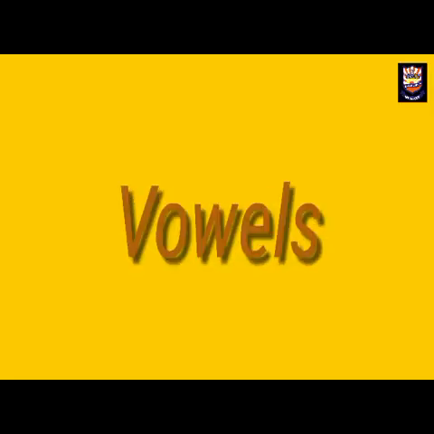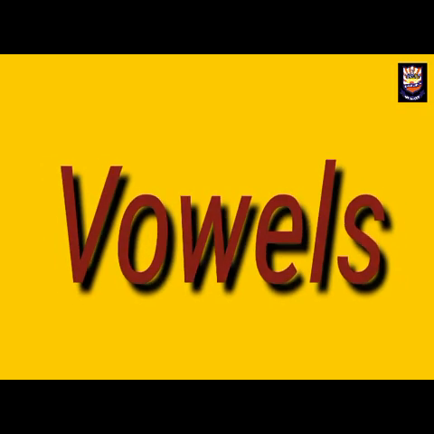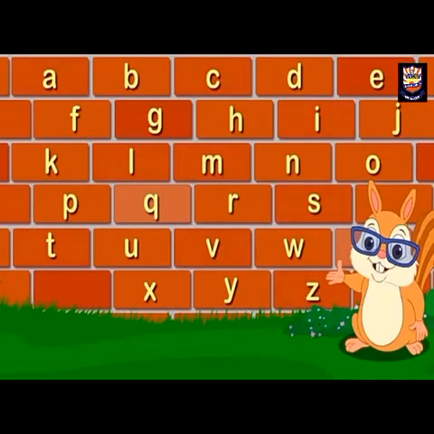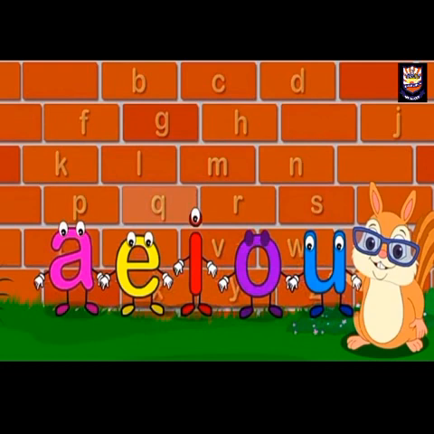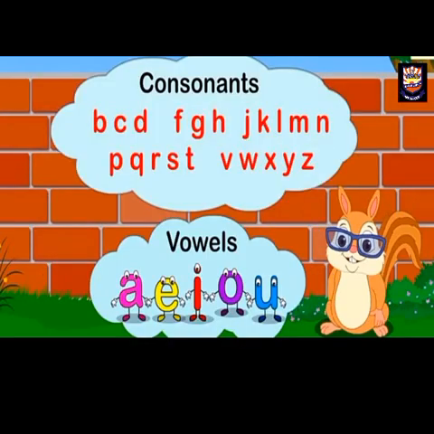Today we will learn about vowels. So dear students, as you know, there are 26 letters in the English alphabet family. 5 of them are known as vowels. And the remaining letters are called consonants.